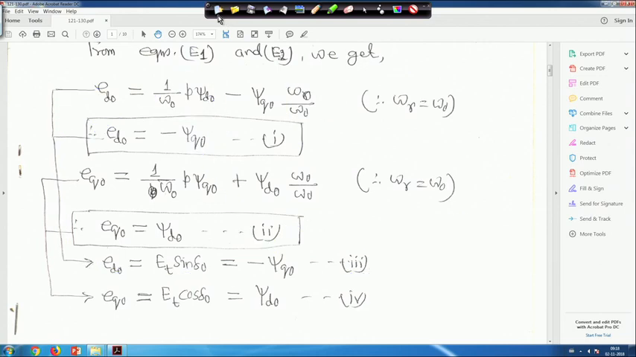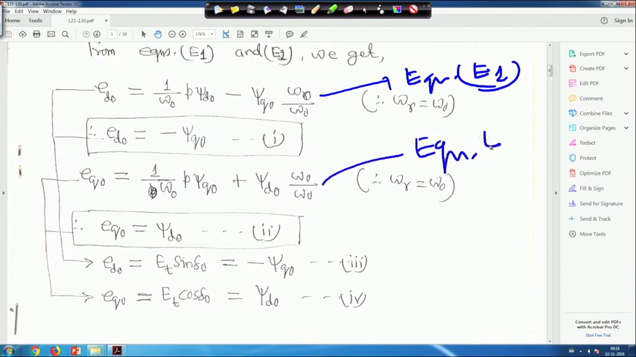Now, similarly, if you make EQ0 now, right. From the same equation, that is E2, from equation E2, this is actually equation E1 on the previous page, we have seen, just make it all 0, the initial operating condition. Similarly, for this one, this is actually equation E2, right. So here also if you make it like this, EQ0 will be 1 upon omega 0 p psi q0 plus psi d0 omega 0 upon omega 0, because omega r is equal to omega 0. Now that means this is the initial operating condition.